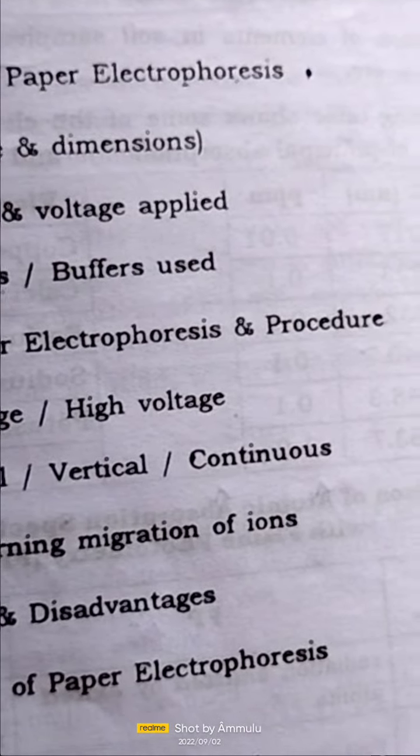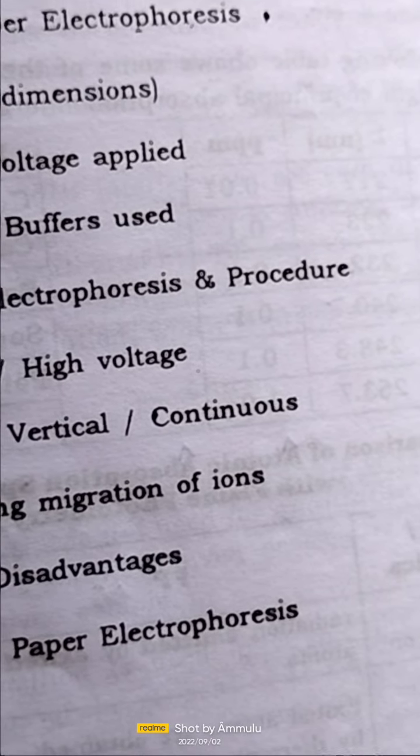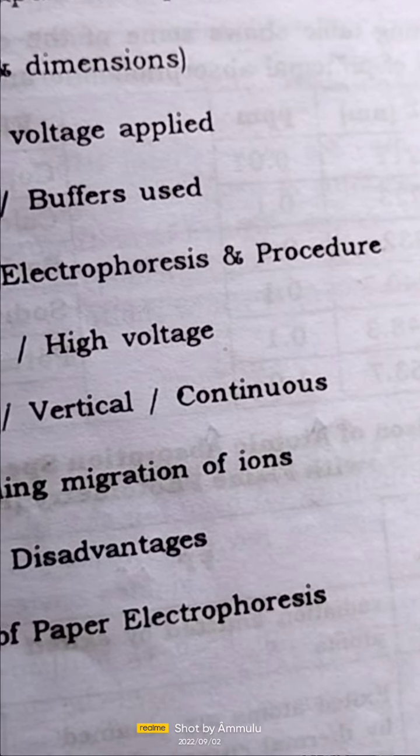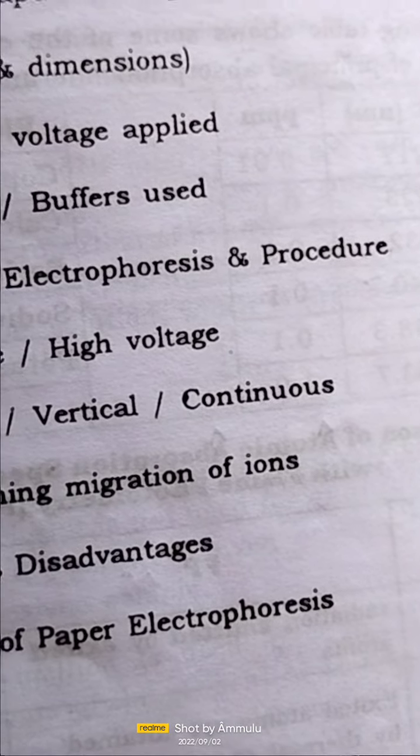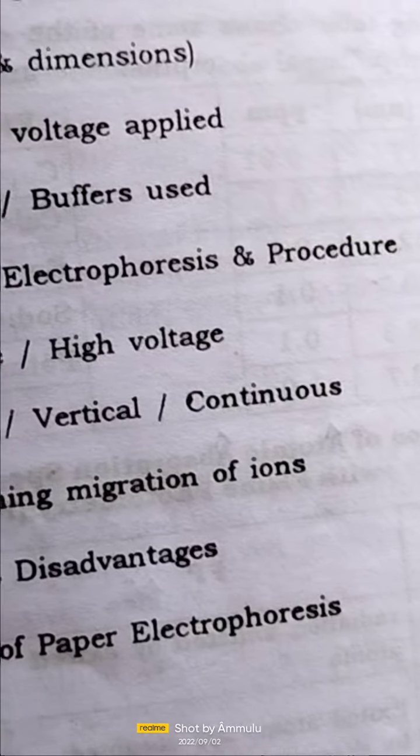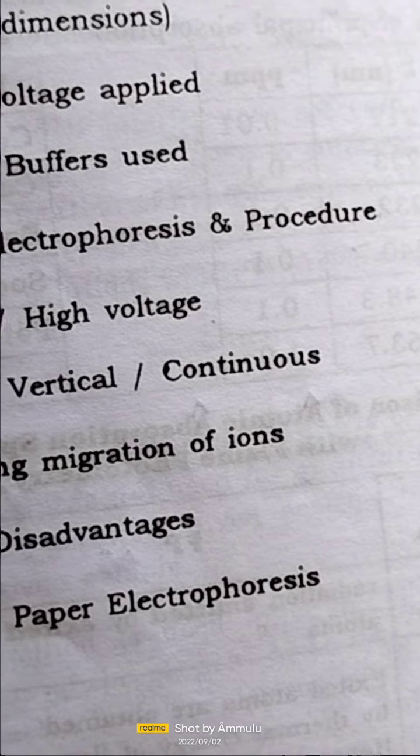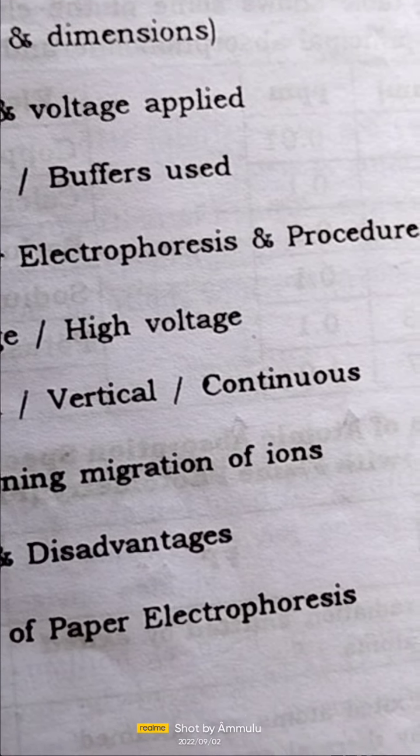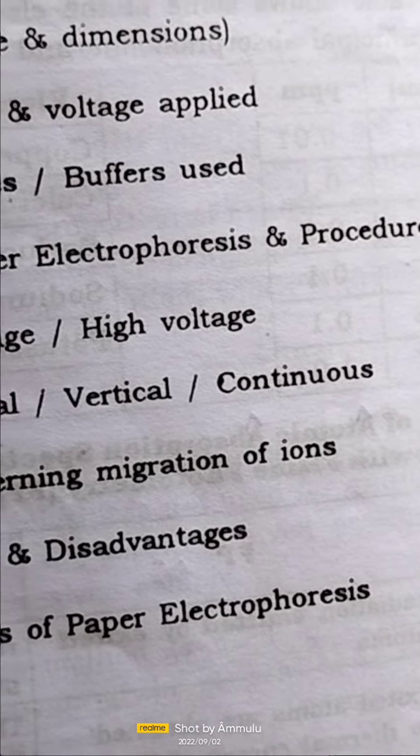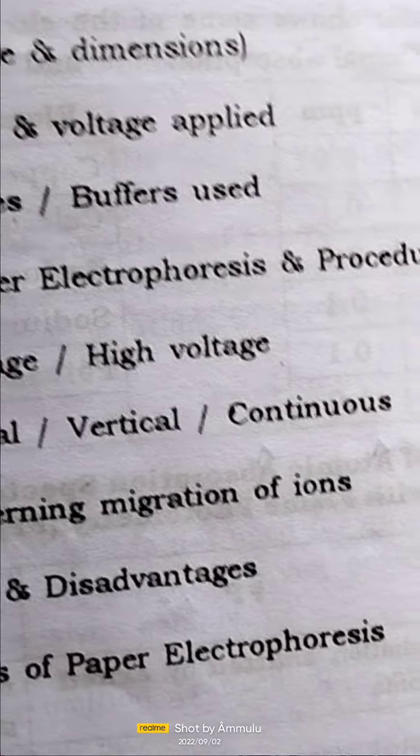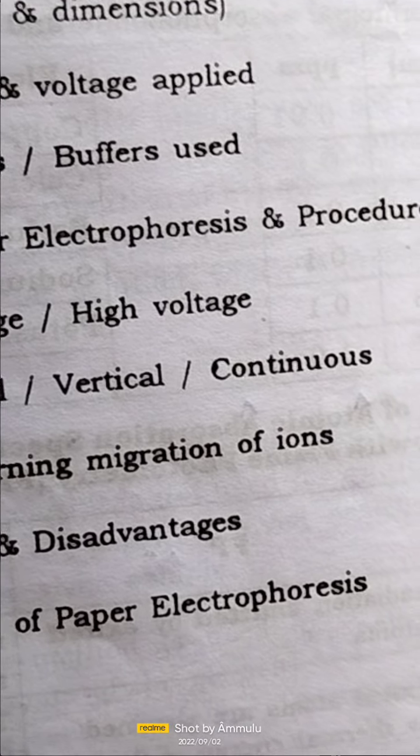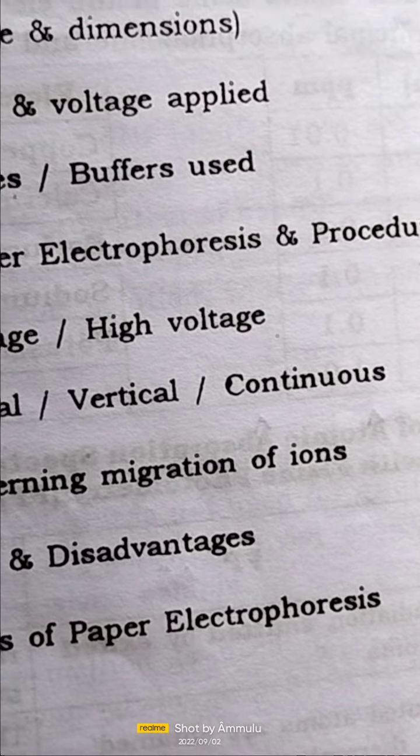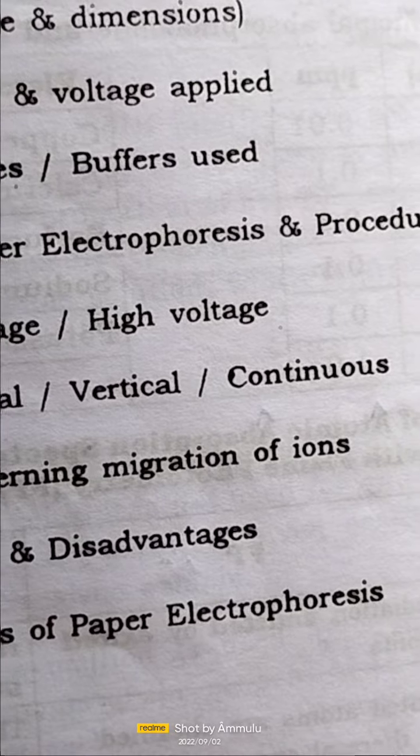What is the main principle of paper electrophoresis? A mixture of ions or insoluble substances present in a solution is applied on the center of the paper, which was previously immersed in a buffer of a given ionic strength. The paper is placed across two trays, which are filled with buffer into which two electrodes are immersed.